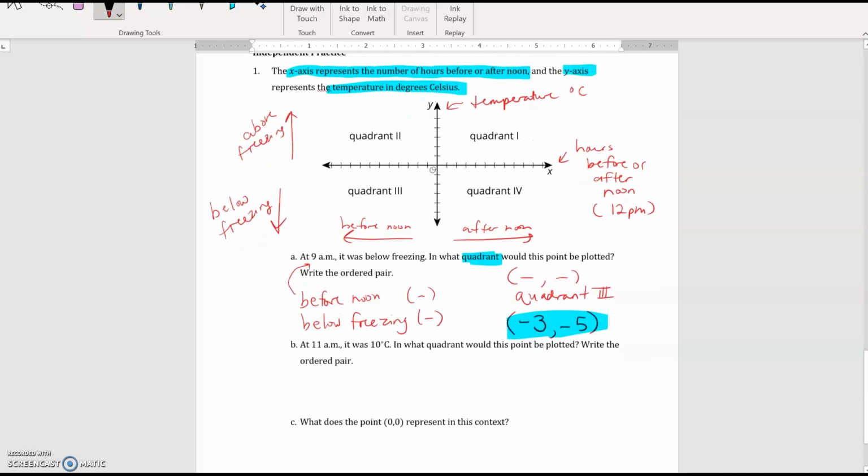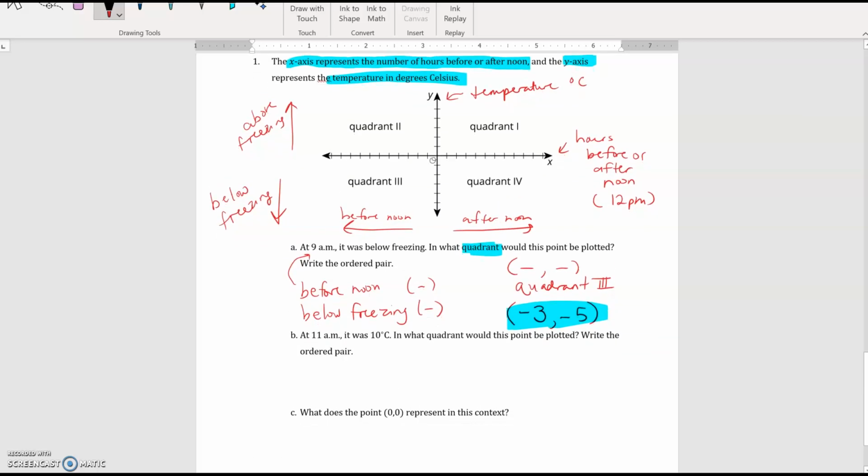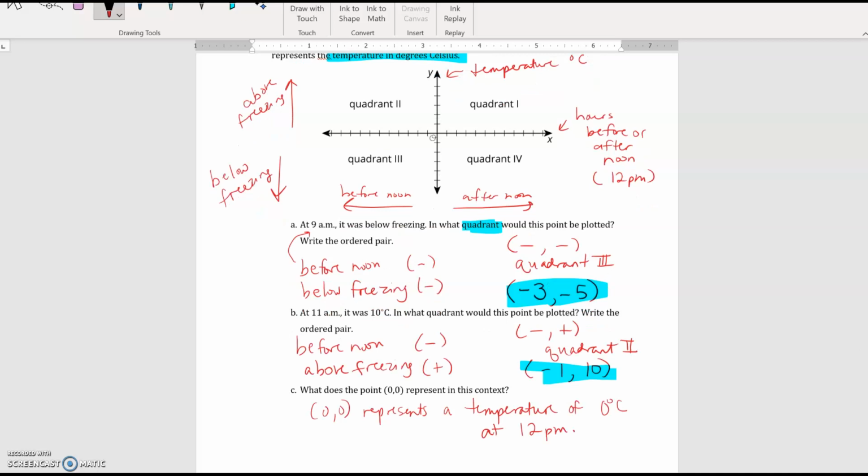So you're going to answer letters B and C on your own, and then check the work after you pause in the video. Here are the answers for B and C. B says at 11 a.m. it was 10 degrees Celsius. So 11 a.m. is before noon by 1 hour, so it's -1 for x. And the temperature is 10, so therefore the y value is +10, above freezing. So my ordered pair is (-1, 10).